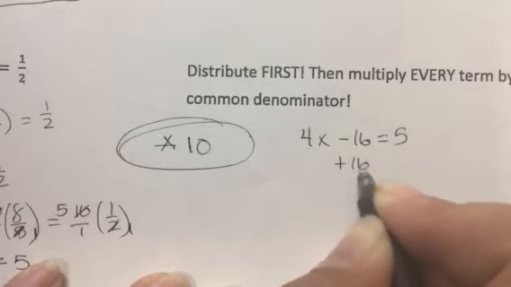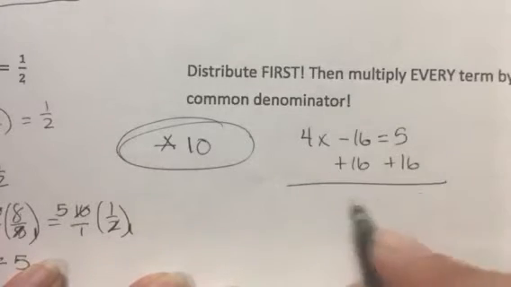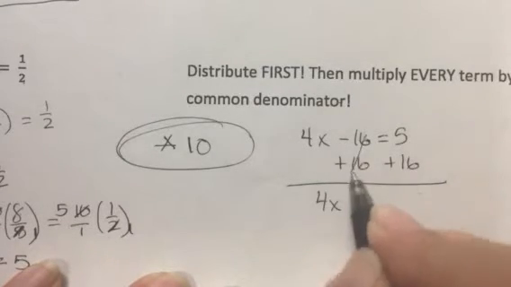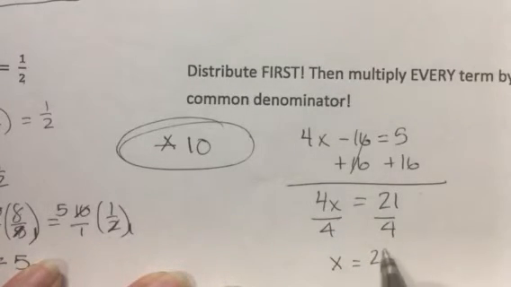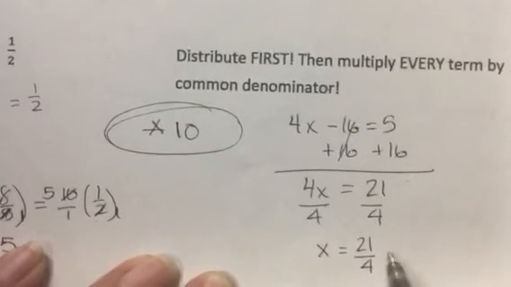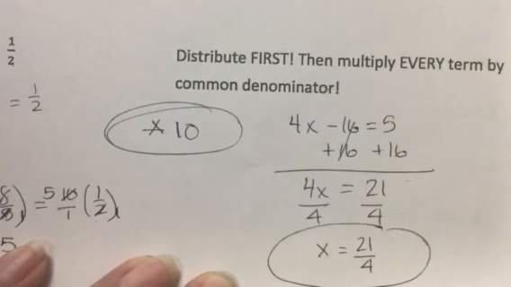I'm going to add 16 to both sides. So now I have 4x equals 21. Divide both sides by 4. X equals 21 over 4. Just leave it like that. And that's all you do.